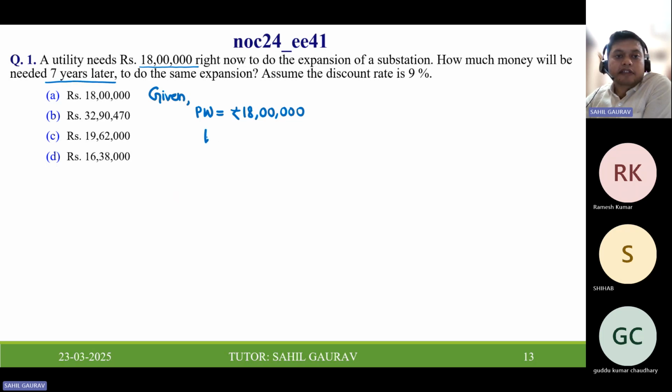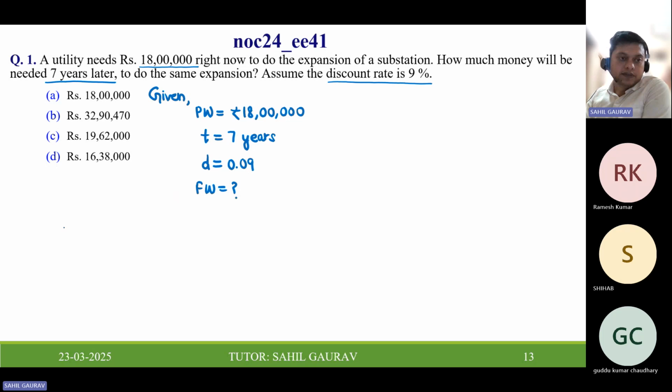So T is given as 7 years. To do the same expansion, assume the discount rate as 9%. So D is given as 9%, and in percentage we have to write it in decimal, 0.09. So these things are given. You need to find the future worth. So this is very simple.